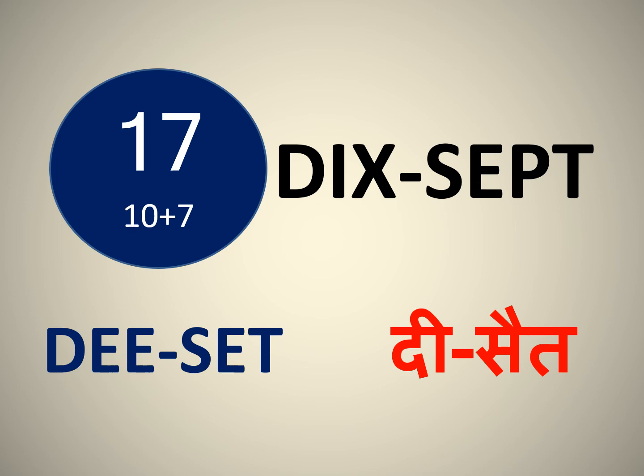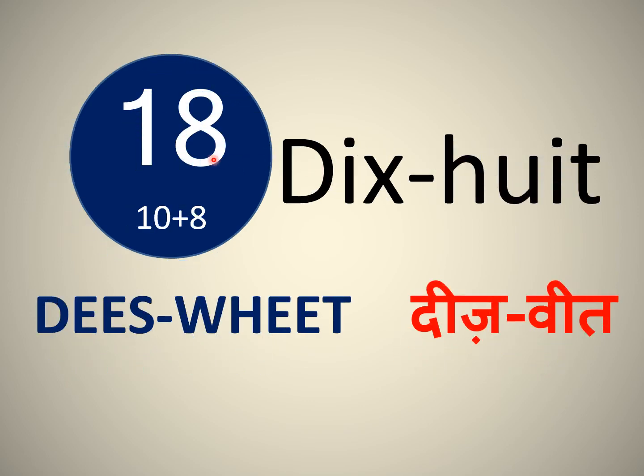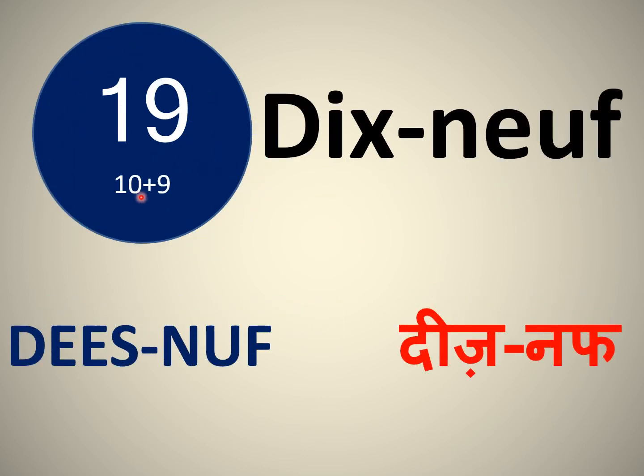So the next number is 18. 10 plus 8 makes 18. So dix-huit. 19. 10 plus 9, so 10 and 9 makes 19. So dix-neuf.